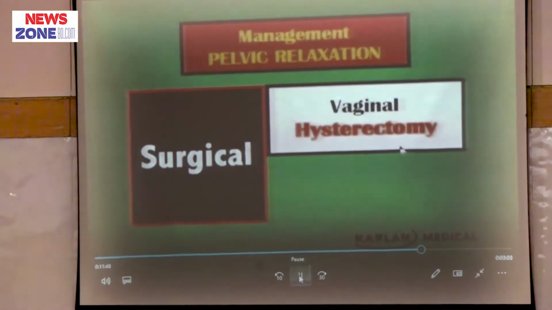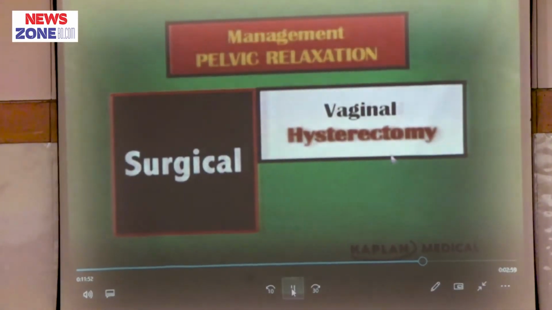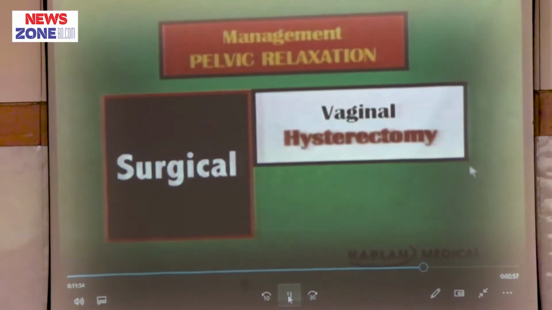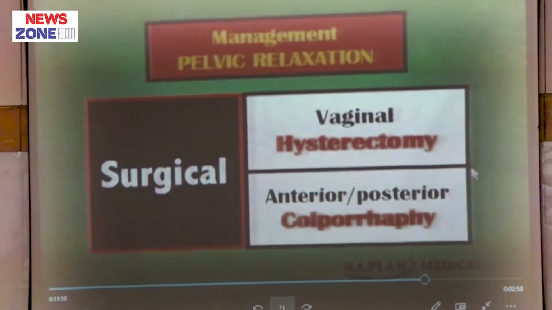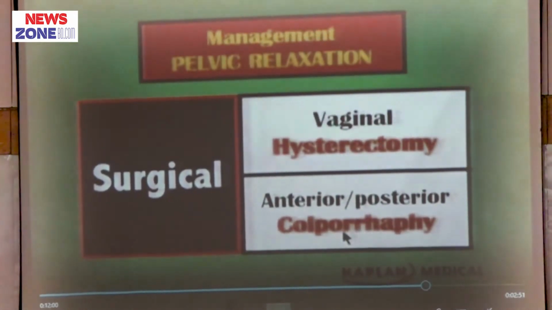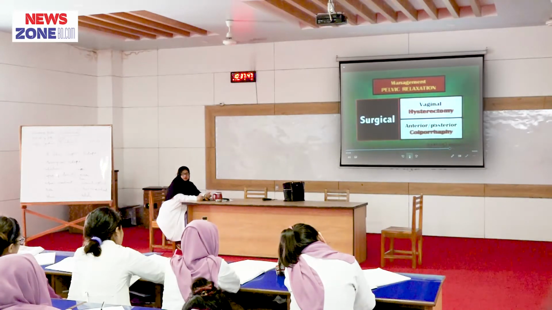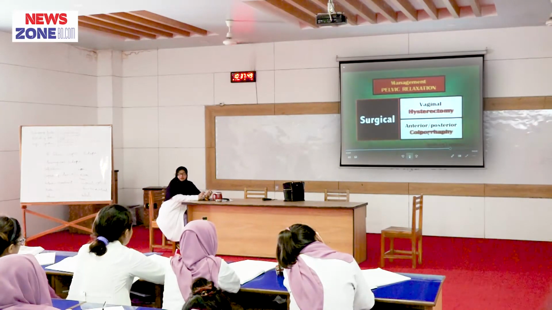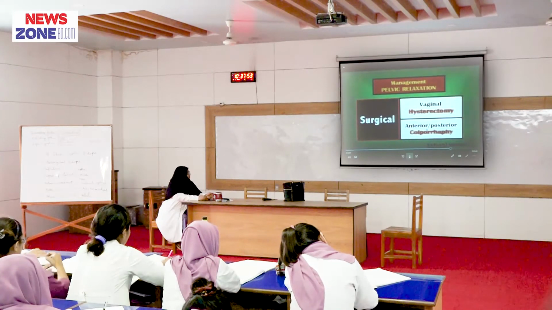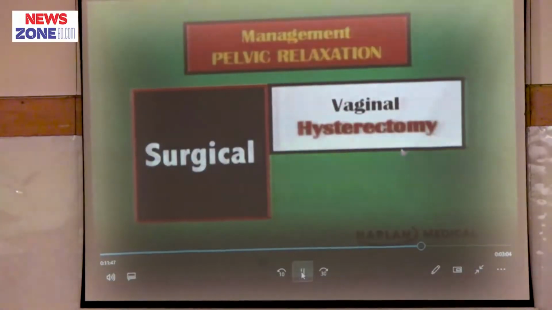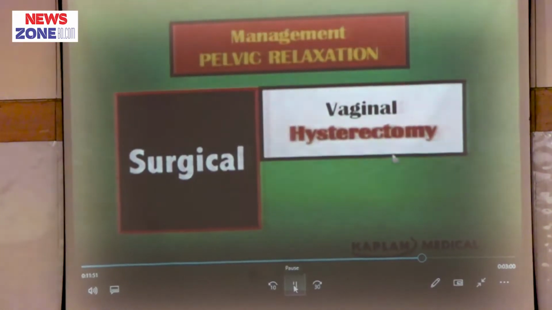So another is prolapse surgical management. If there is total vaginal uterine prolapse, where the patient cannot tolerate anything, then we select the vaginal hysterectomy. But along with this, what do we do? If there is cystocele, we correct the cystocele by the anterior colporrhaphy. That is called anterior colporrhaphy and posterior colpoperineorrhaphy.